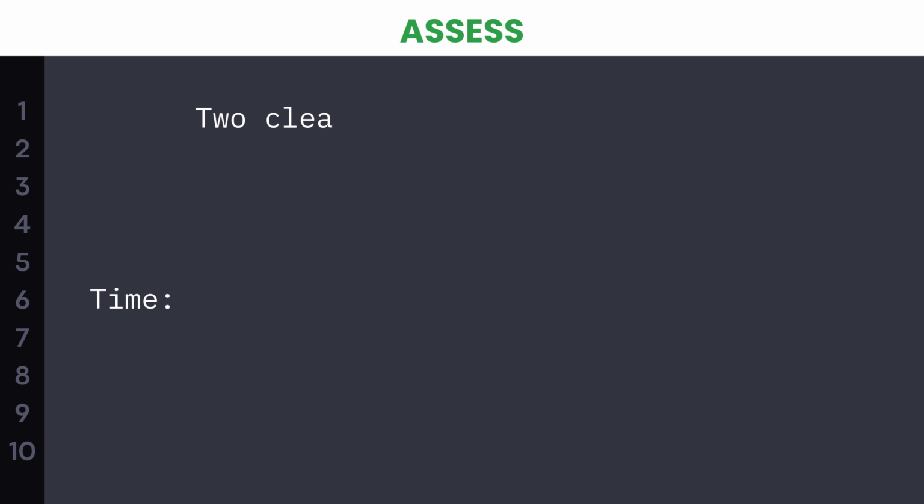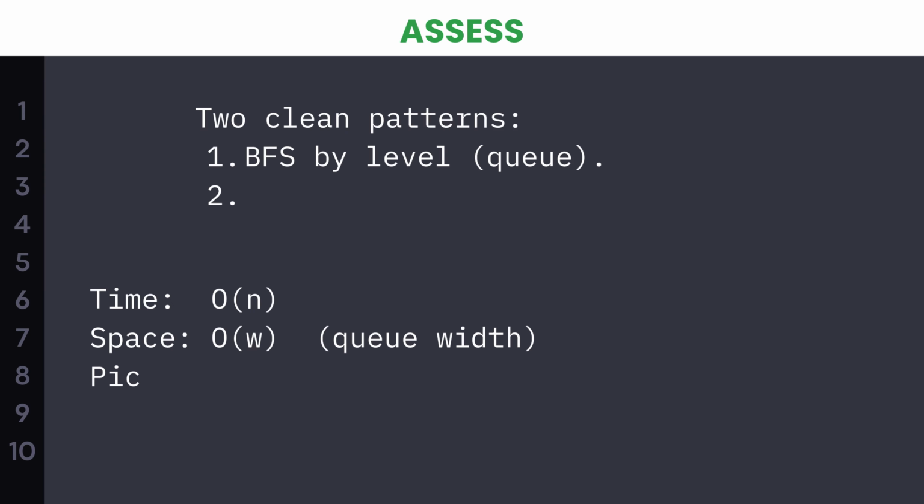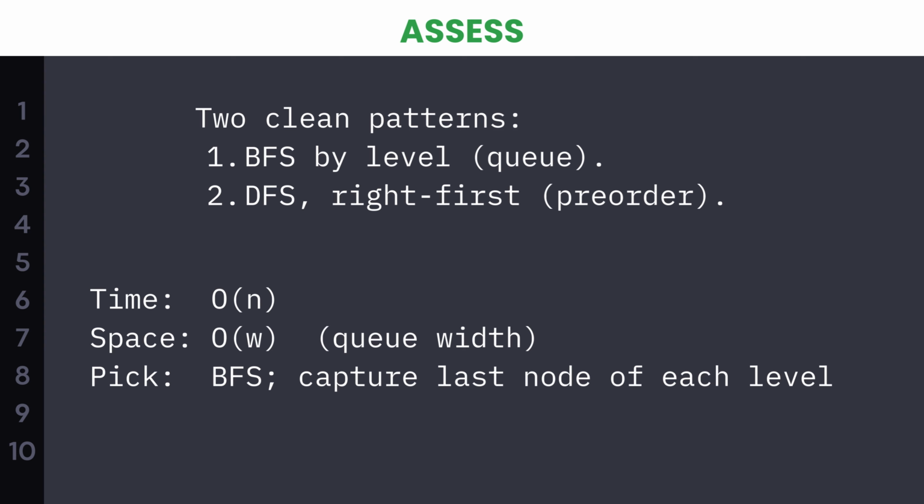Two clean patterns. BFS by level, with a queue: the last node we pop for a level is the one that's visible. DFS, right first, pre-order: the first node we hit at each depth is visible. Both are O(n) time, O(W) space, where W equals tree width. We'll do BFS. It maps perfectly to one value per level.